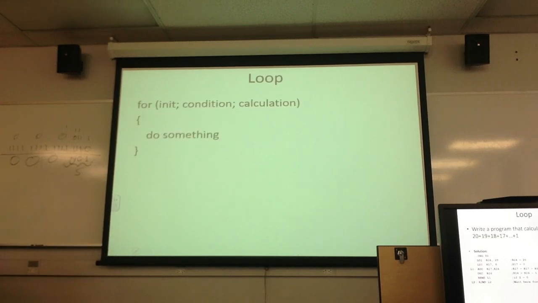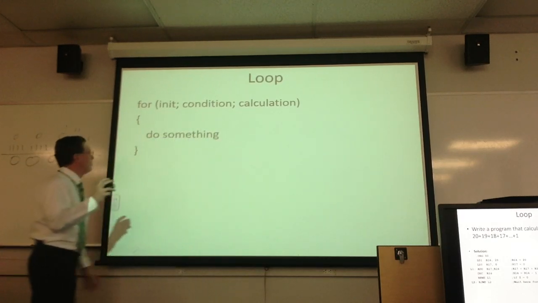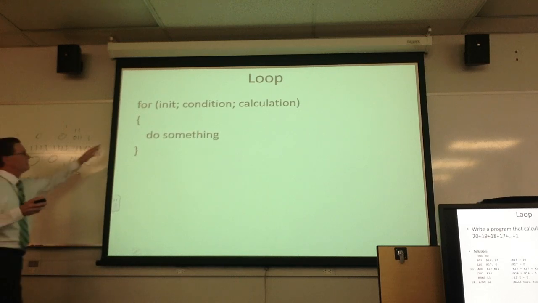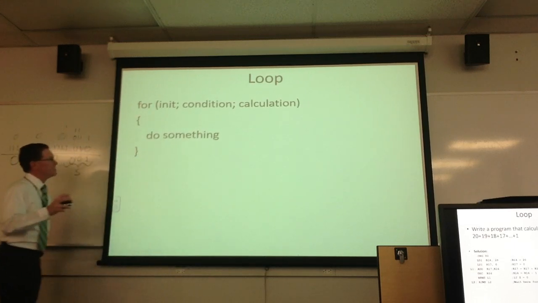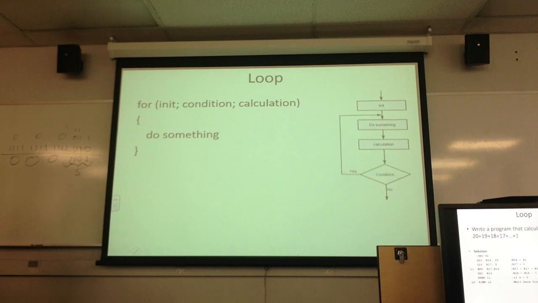All right, we also have a for loop, again for those who have had C, with an init condition, and then a calculation that can go on, and then just do something inside your famous squiggly brackets there, okay? So again, initialize, do something, do a calculation, test a condition, go back if the condition is true, bail out if the condition is false, and then you're done.